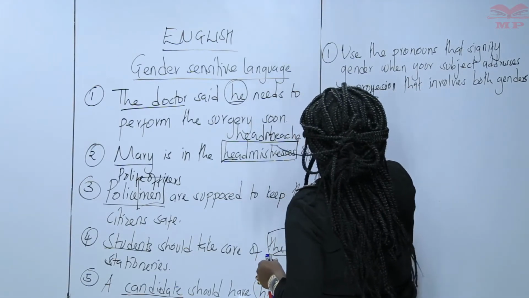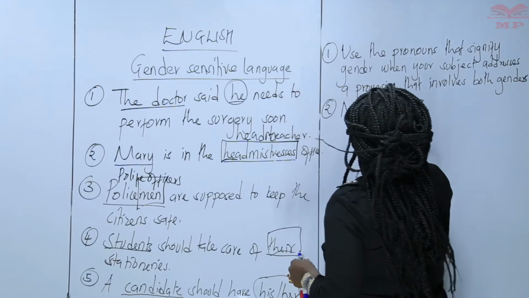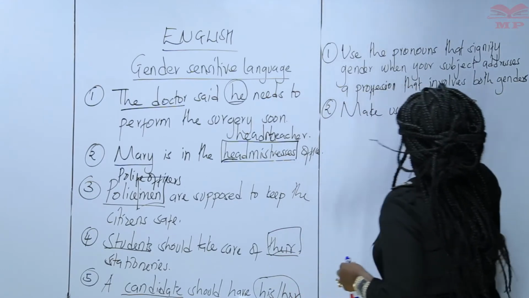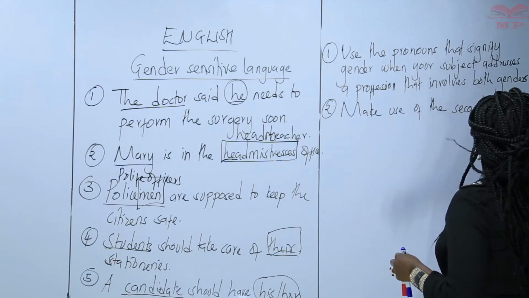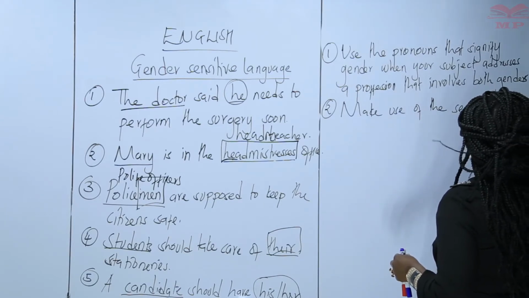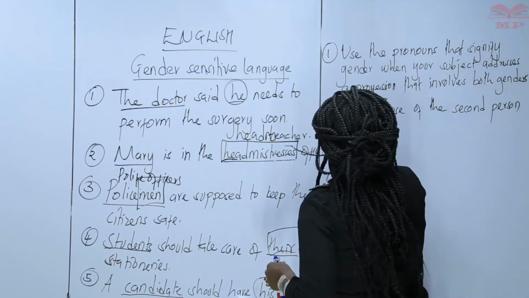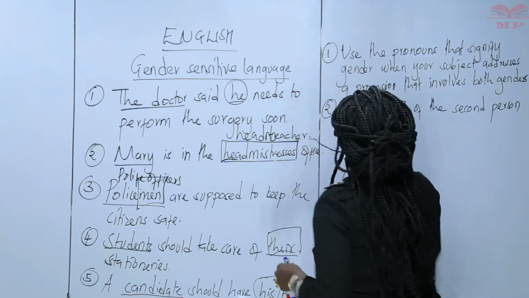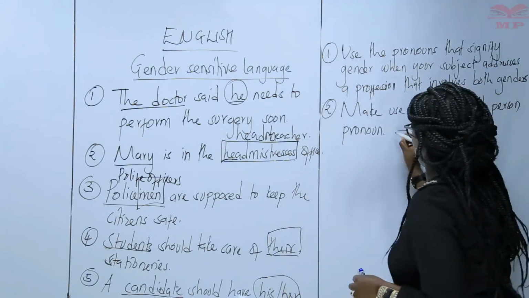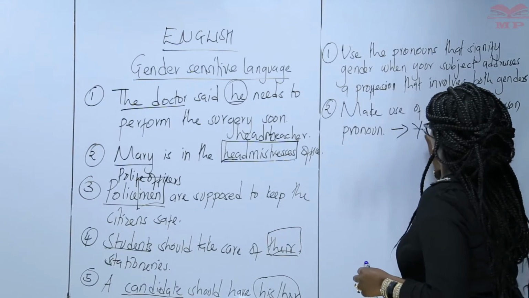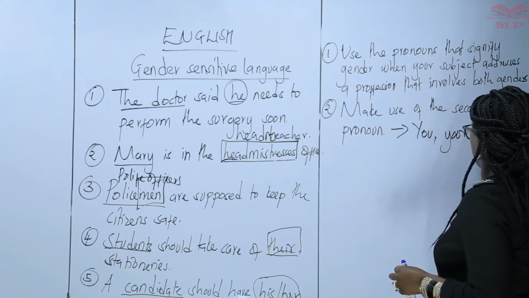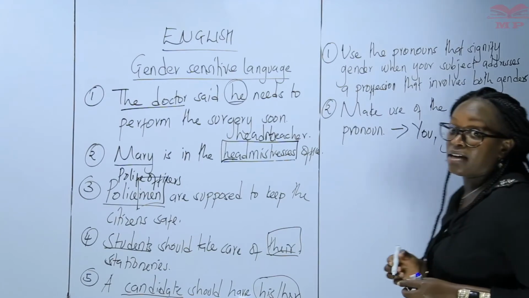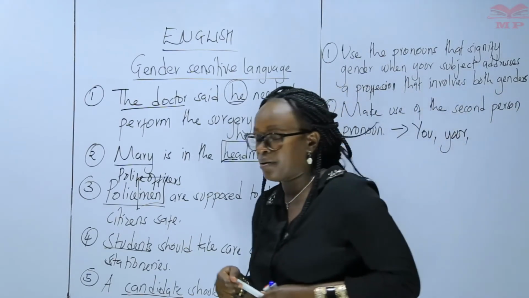Number 2, make use of the second person pronouns. So the second person pronoun is a pronoun such as the pronoun you or even you are. All these are pronouns that are actually in the second person.